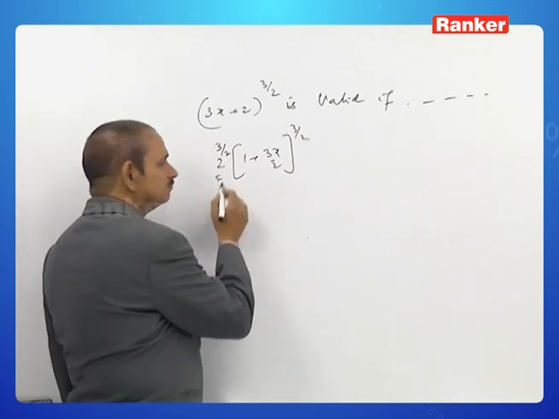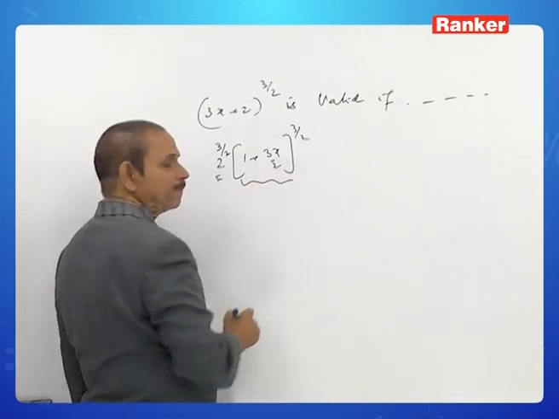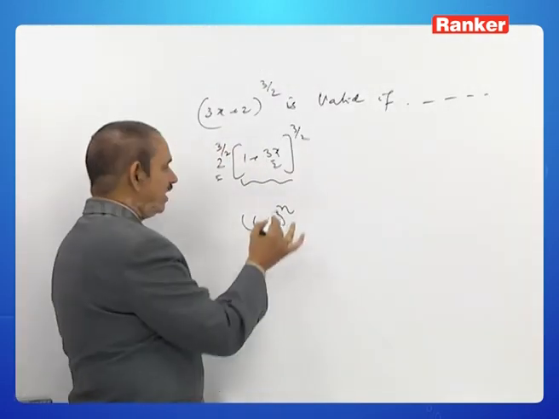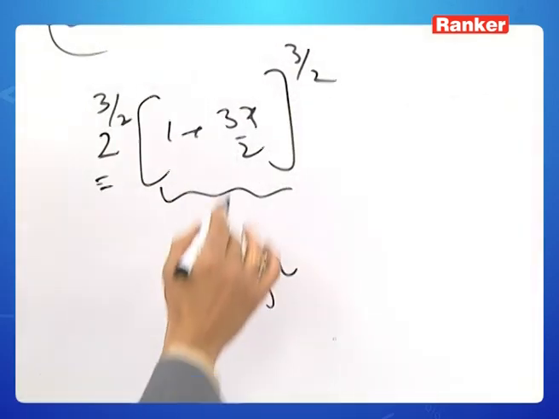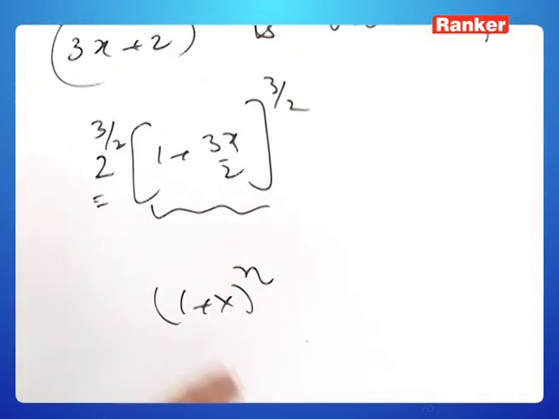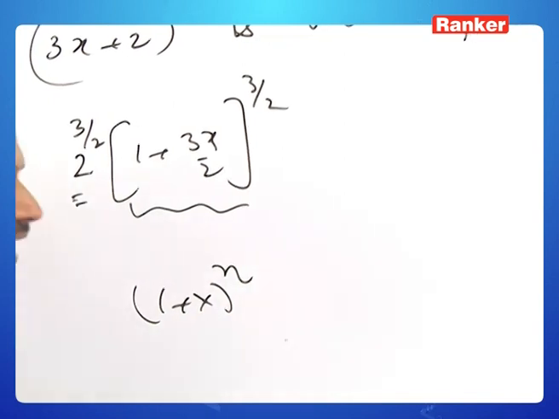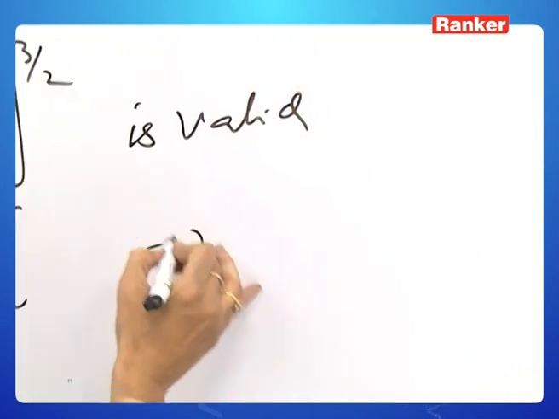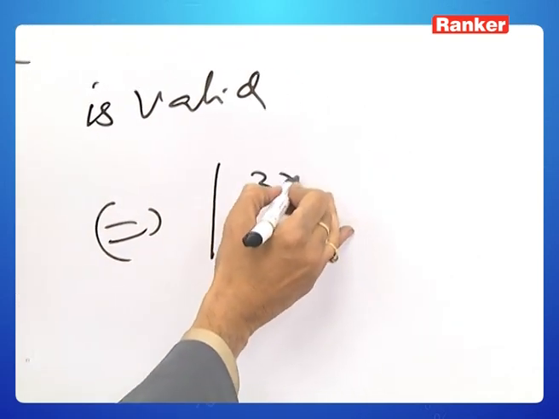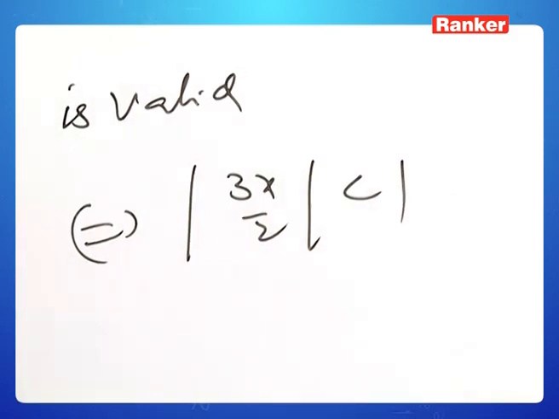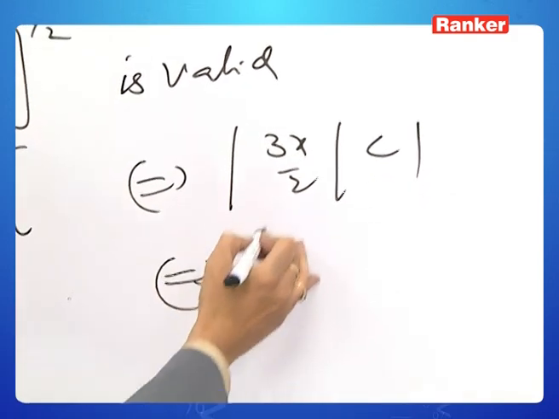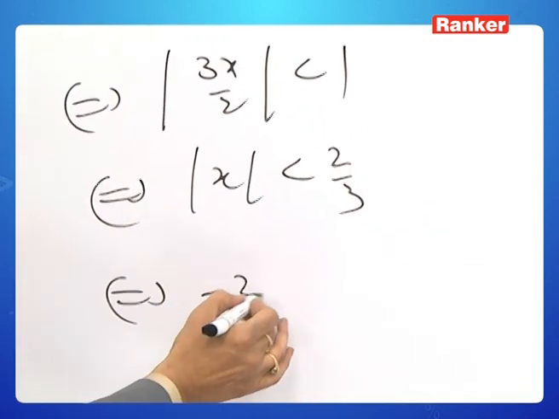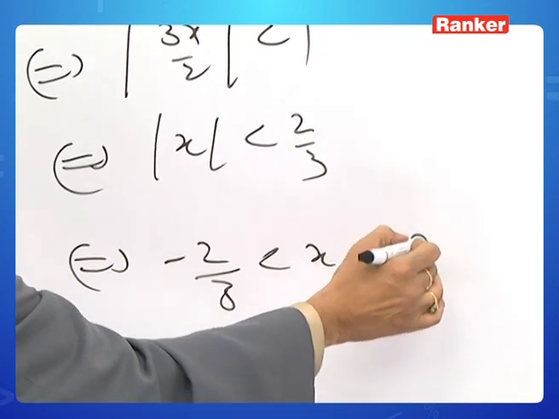You ignore the constant and observe this expression. It looks like (1 + x)^n, where n is a rational number, and in the place of x we have 3x/2. When can you say that this expression is valid? It is valid if and only if mod of 3x/2 is less than 1, that is, if and only if mod x is less than 2/3, and that is if and only if minus 2/3 is less than x less than 2/3.